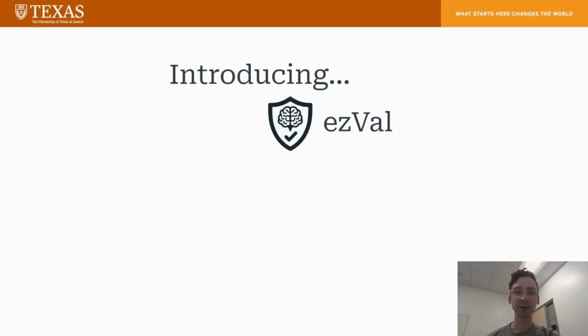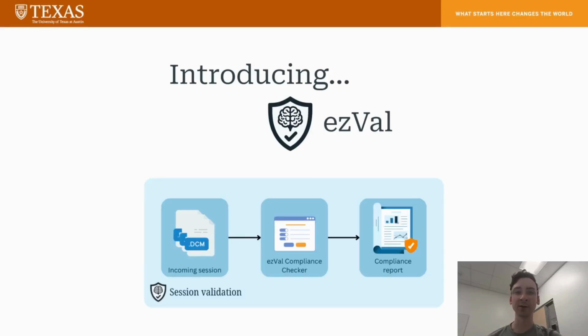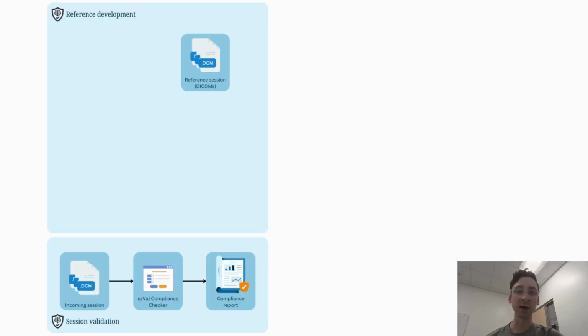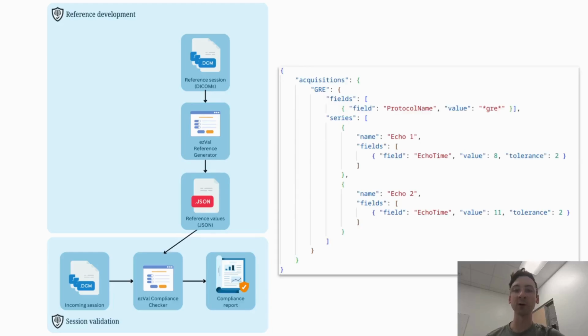So introducing EasyVal. This is an open source tool for validating incoming DICOM sessions interactively to produce a compliance report. So what do the references we're validating against look like? Well, a reference could be based on a previously acquired reference session, and EasyVal provides an interface to convert this into a JSON format that describes the fields and values that we care about, that we want to validate.